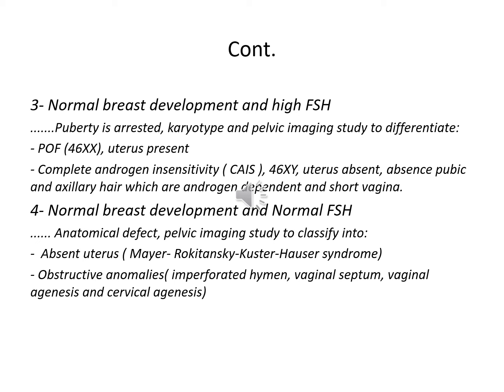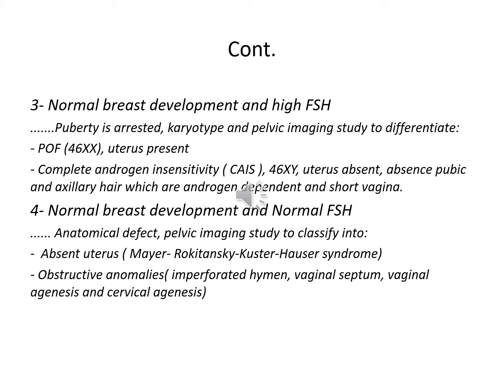The fourth scenario, normal breast development and normal FSH. This usually happens in cases of anatomical defect. For anatomical defects, we need to arrange a pelvic imaging study to identify if there is any Mullerian duct or absence of the Mullerian duct. Complete absence of the uterus, like in Mayer-Rokitansky-Kuster-Hauser syndrome, they have just pure uterine agenesis, not gonadal, just pure uterine agenesis.